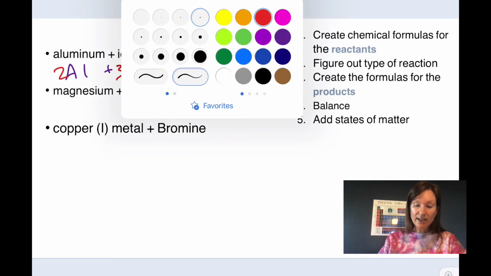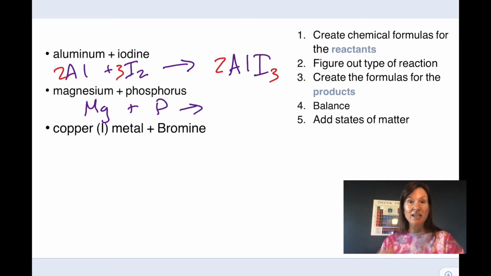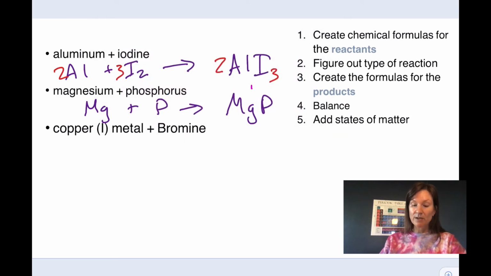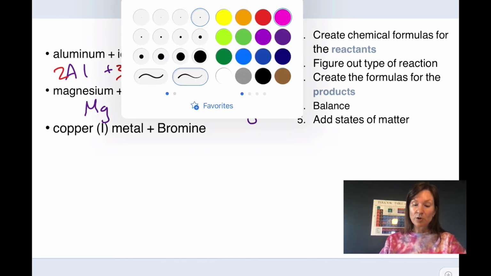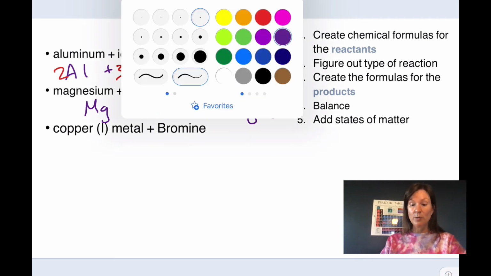For the next one, step 1 is to determine the chemical formulas. Magnesium's Mg, phosphorus is just P. It's not a diatomic, nothing needs a 2. Synthesis reaction, the 2 elements come together into one compound. Now I have to generate subscripts based on charge. So magnesium is always a +2, phosphorus is always a -3. So the subscripts needed for this would be a 3 here and a 2 there. So when magnesium and phosphorus come together to make a compound, that's how they do it.